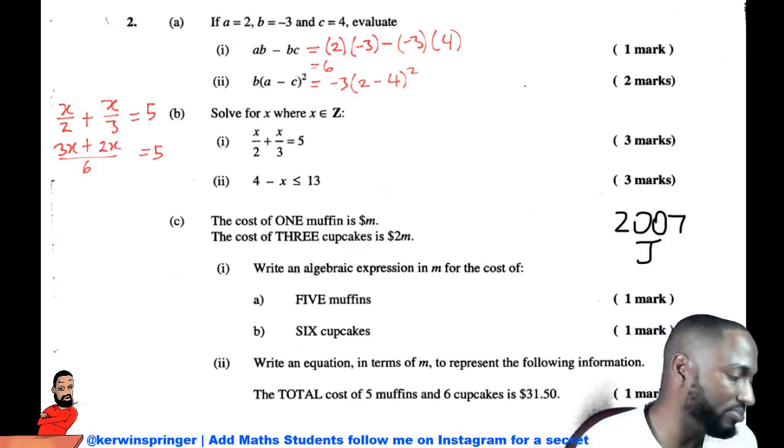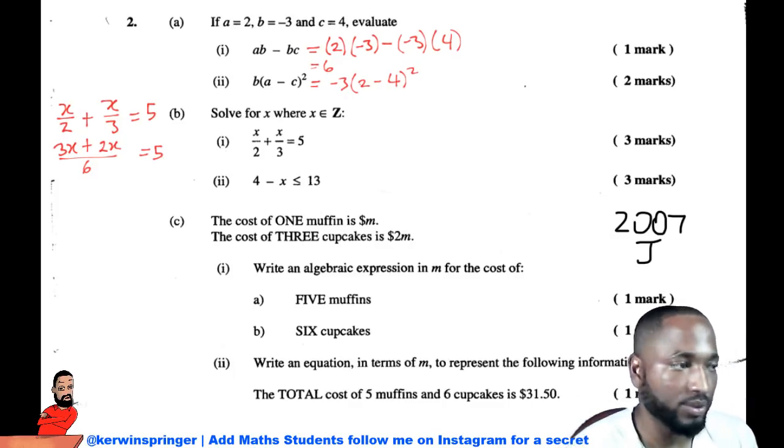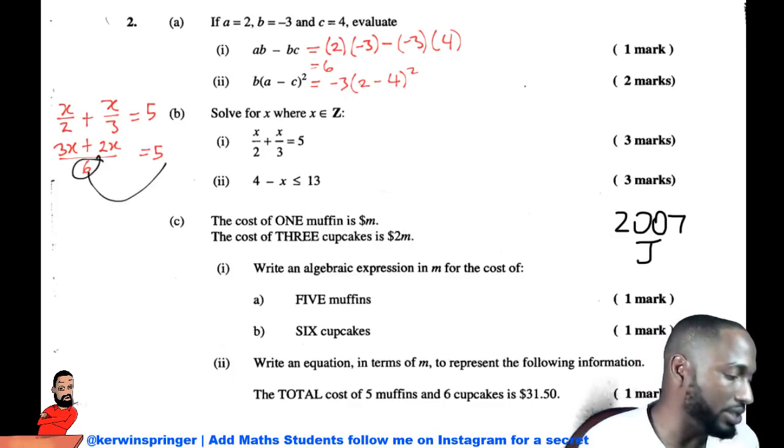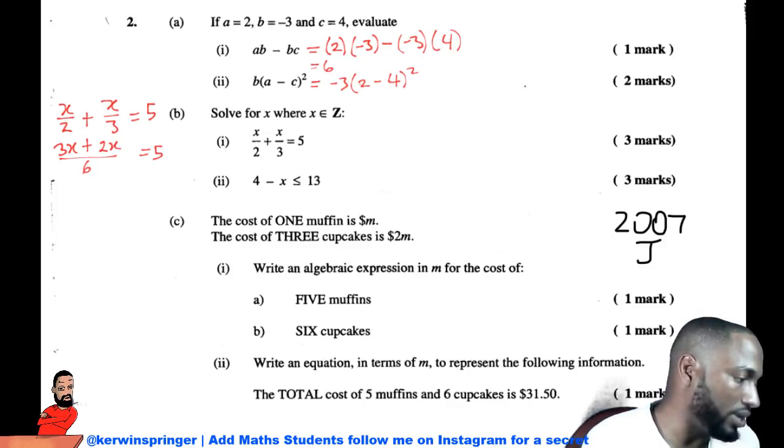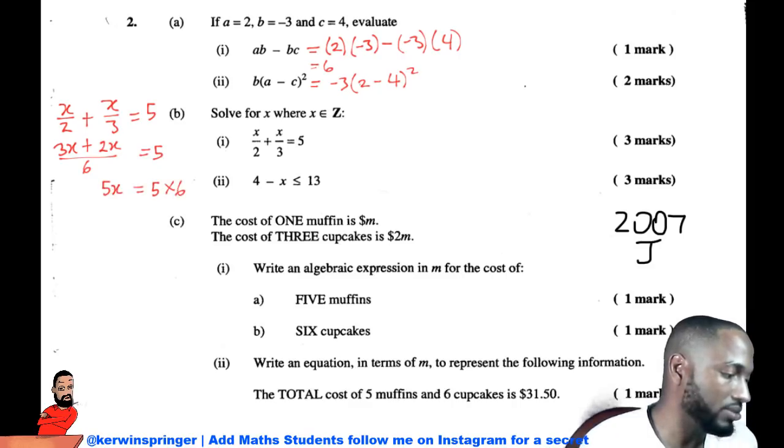And what next? You want to take this and multiply. So you will have 5x is equal to 5 times 6, which should be equal to 30. You have 5x there, x is equal to 30 over 5. So that's why I see 6 popping up there.